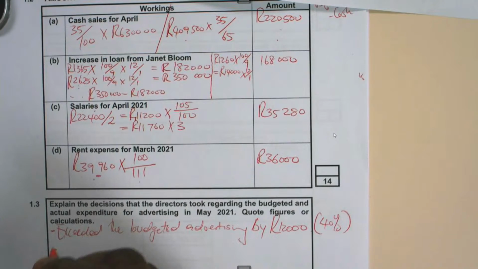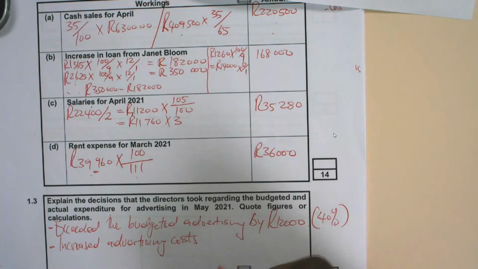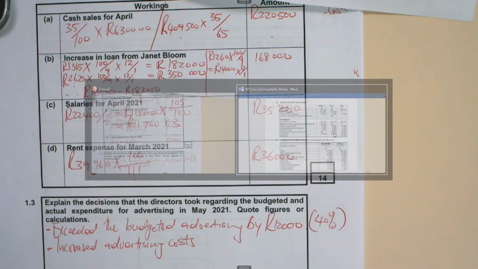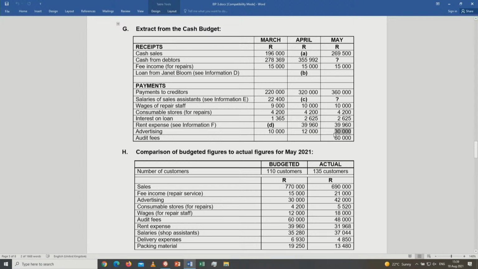that they've increased advertising cost by how much? Let's check. By 18,000. The difference between 30,000 and 12,000 is 18,000. Or somebody can just write there, advertising was increased from 12,000 to 30,000. It is still fine. Or somebody will even work out the percentages.